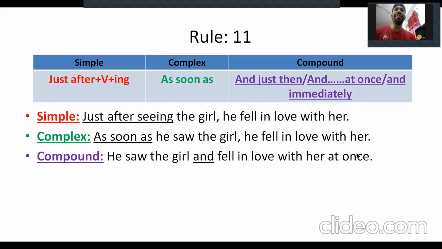You see that I have used at once at the end of the sentence. I could have used it in the middle, where it would have matched then, but it seems better if I use at once at the end of the sentence. I guess you will remember that if our sentence is complex, with the conjunction as soon as, we make the sentence simple by using just after plus verb plus ing, and make the sentence compound by using and just then, or and at once, or and immediately.